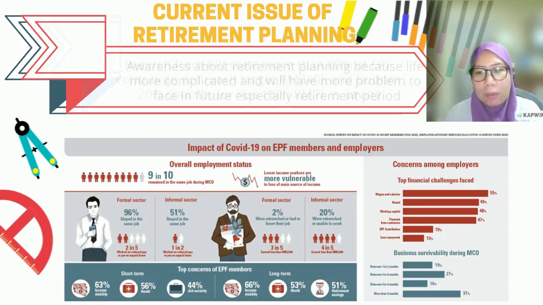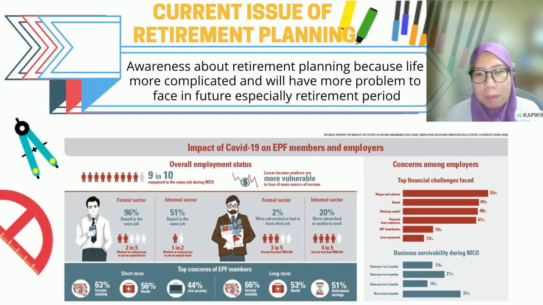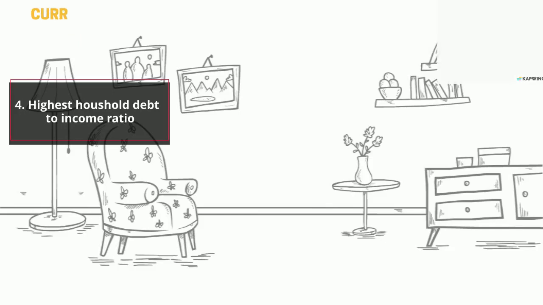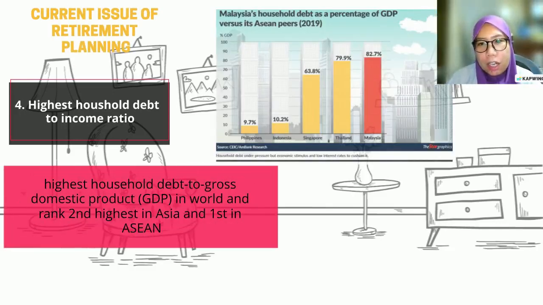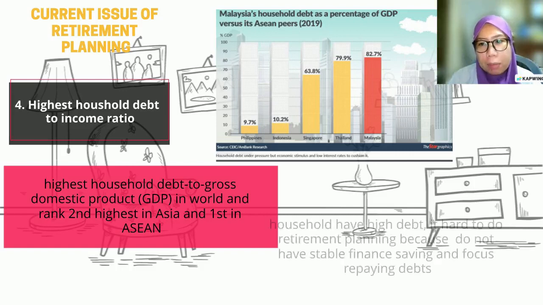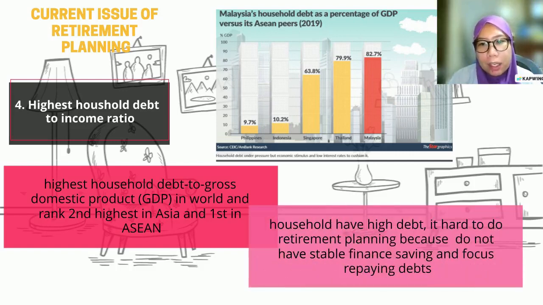So people need to have awareness about retirement planning because life becomes more complicated and they will have more problems to face in the future, especially household debt to income ratio. Figures show that Malaysia has the highest household debt to gross domestic product (GDP) ratio in the world, ranking second highest in Asia and first in ASEAN. Therefore, when households have high debt, it makes retirement planning hard because they do not have stable finances to make savings and just focus on repaying.